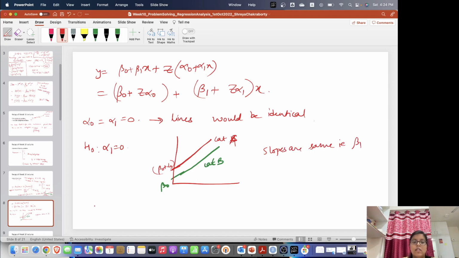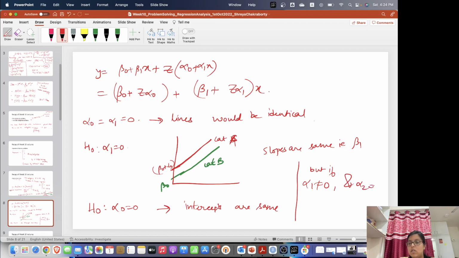Similarly, if we test for alpha 1 not equal to 0 and this is true, then it would imply that the intercepts are the same. But if alpha 1 not equal to 0 and alpha 2 not equal to 0, then we would have different lines for category A and B. So the general way is to model our data in this manner.